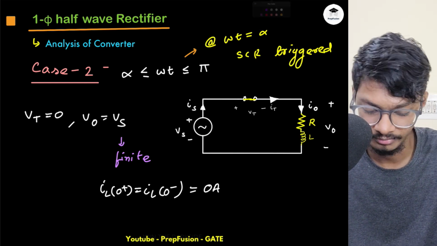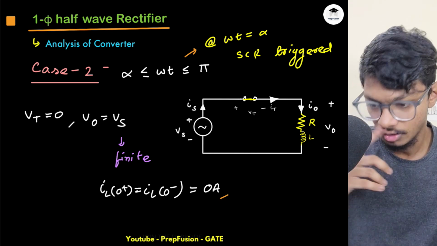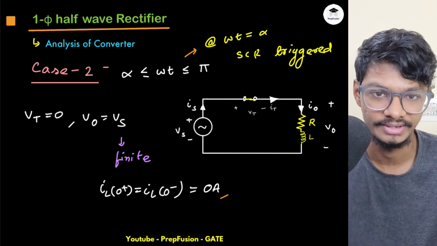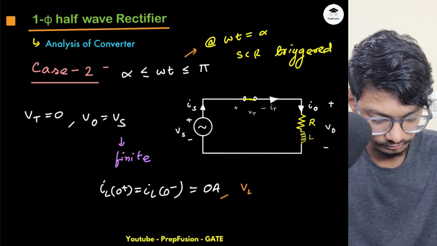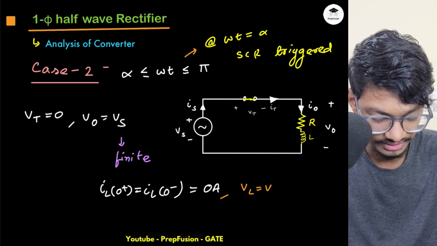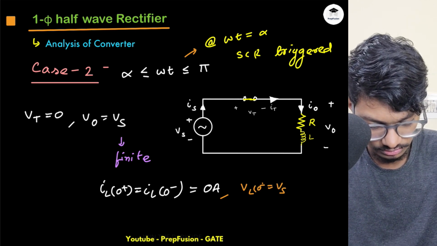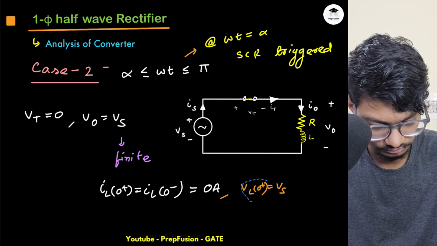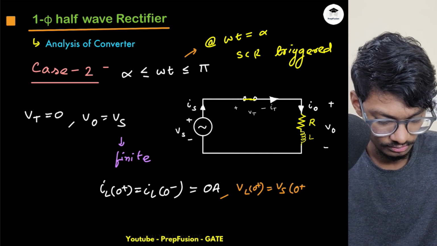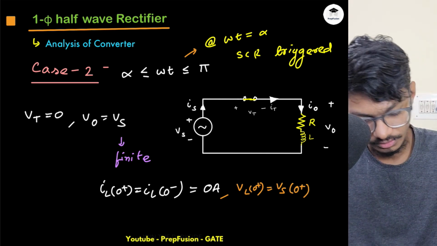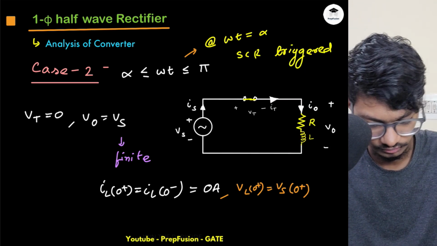VL will be, so I am assuming that you already know transients, right? So I'm not explaining what I mean by this. If you have watched my marathons or Himanshu Agarwal's, there they explain this, right? So I'm assuming you understand this. So my VL will be equal to VS. So VL at 0 plus will be equal to VS at 0 plus, which will be greater than 0, right? Which will be greater than 0.